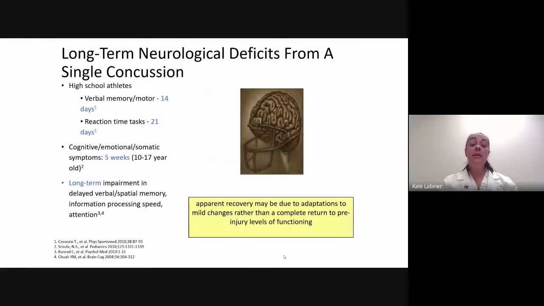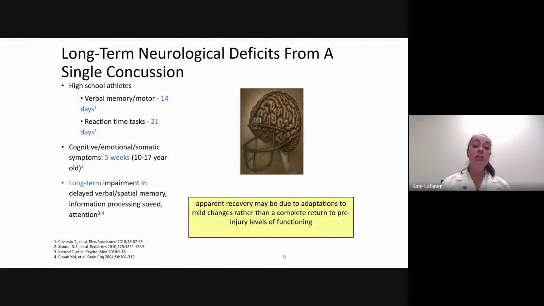But we do know that there can be long-term neurologic deficits from a single concussion. What we see is that in high school athletes, when they've studied it, their reaction time can take up to 21 days, so that's 3 weeks, to recover. Their verbal and memory, and motor skills can take up to 2 weeks. Their cognitive and emotional recovery can take 5 weeks afterwards.